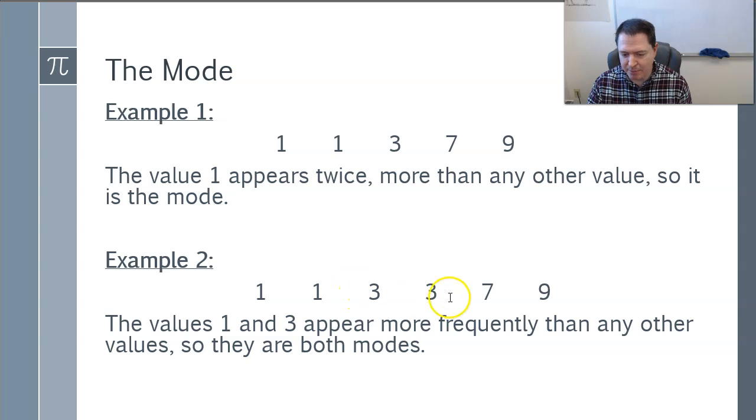All right, in the second example, 1, 1, 3, 3, 7, 9, 1 and 3 both appear twice. Nothing appears more than twice, so those are my modes. There's 2 of them, and my modes are 1 and 3 then, in that case.